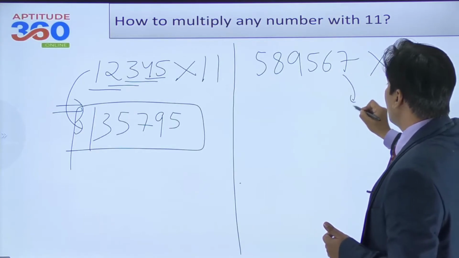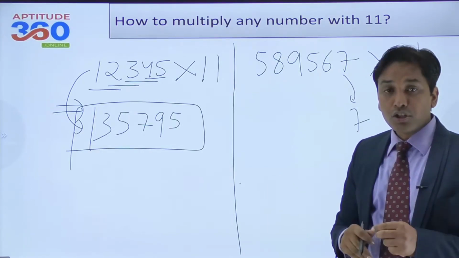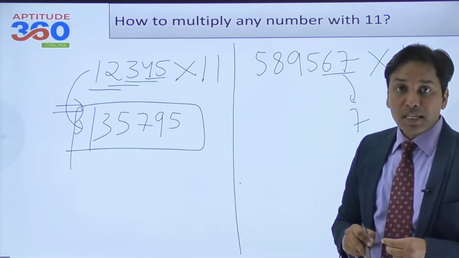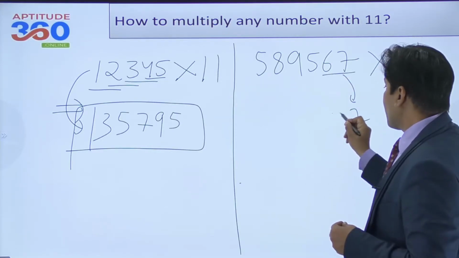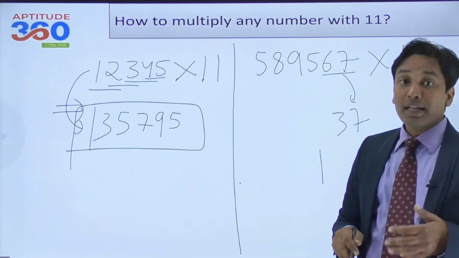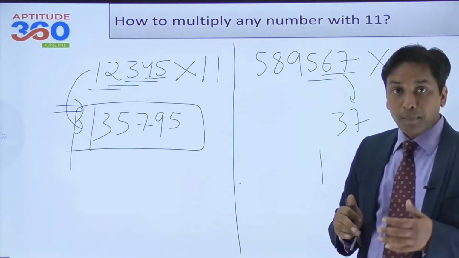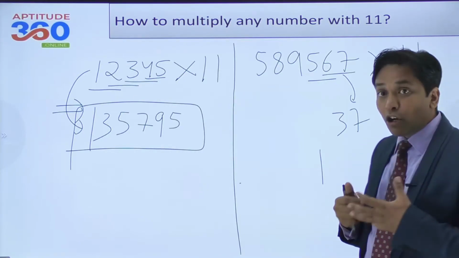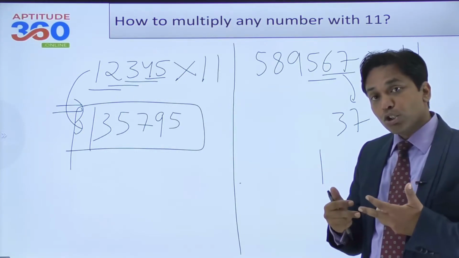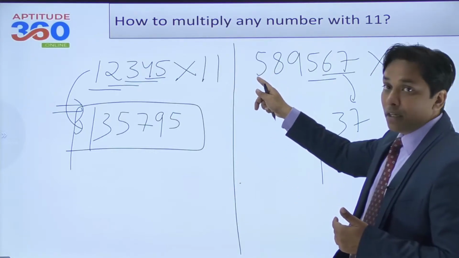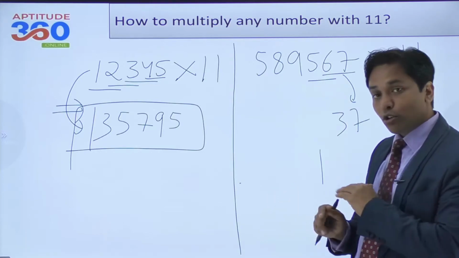So what you have to do is write 7, the digit at the unit place, and then take the sum of 6 and 7, which is 13, but you can write only 3 and 1 will go ahead as a carry forward. You understand this? And then you will take the pair of 5 and 6. Until you get the pair of 2, you keep adding these two, and you will reach here, and then write that number and your job is done.